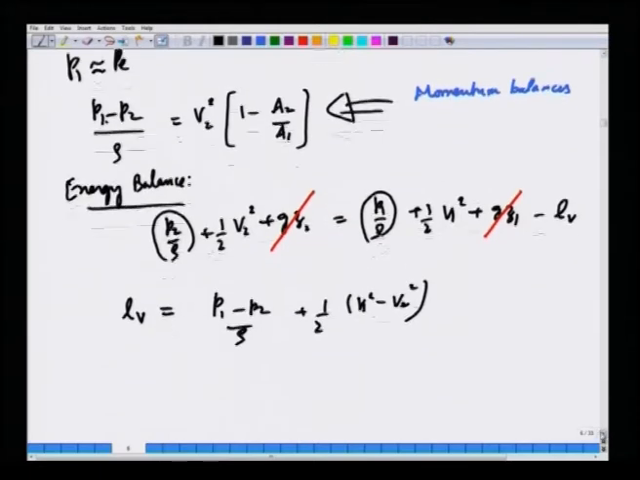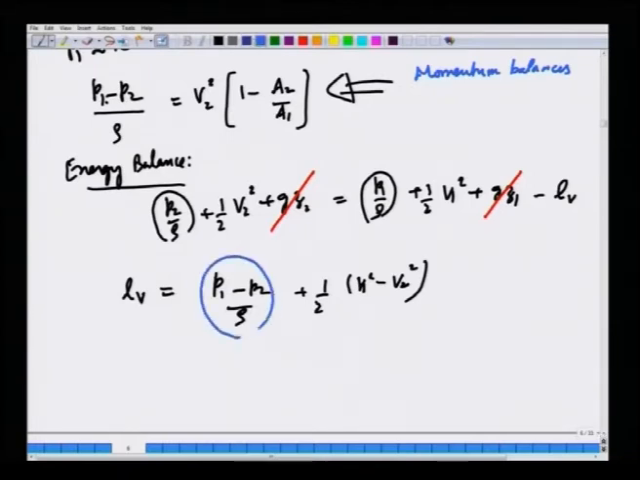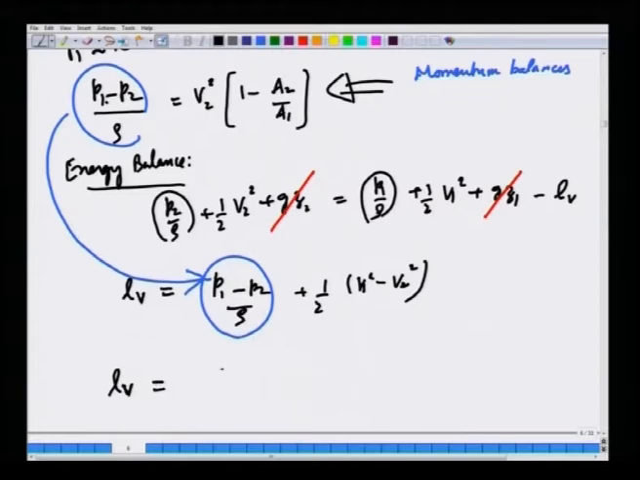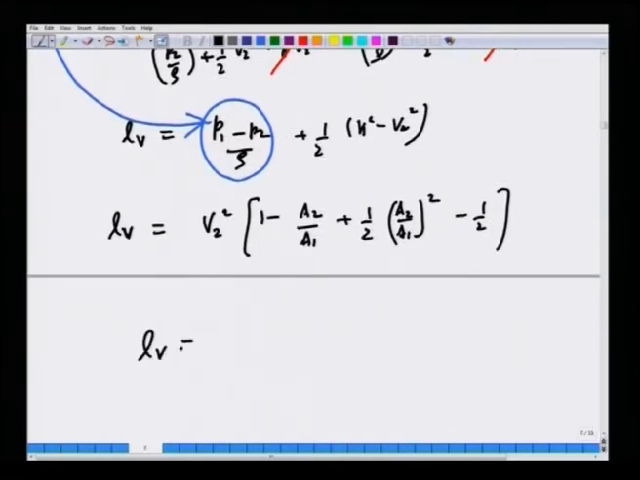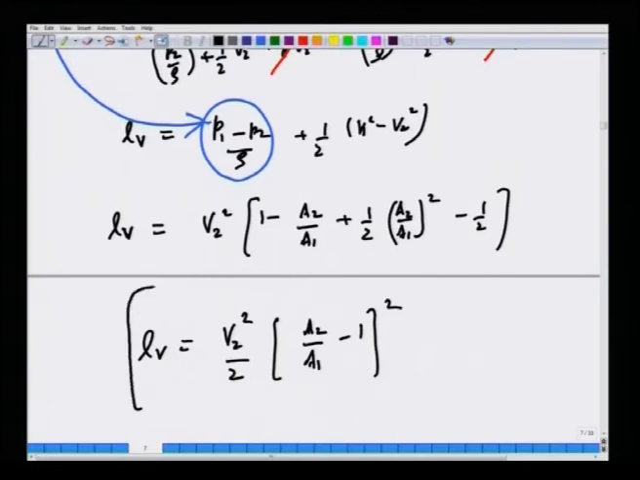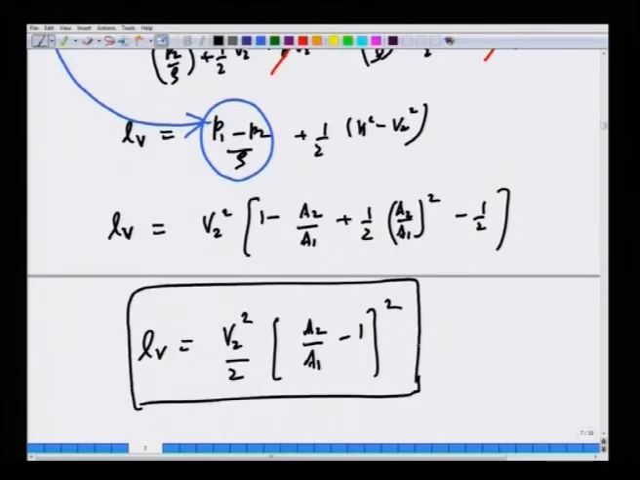Here I have not substituted P1 minus P2. So, instead of this P1 minus P2, we have to essentially substitute that. So, you will get the viscous losses due to expansion, L viscous, as V2 square times 1 minus A2 by A1 plus half A2 by A1 whole square minus half. Okay. So, the viscous loss is equal to V2 squared by 2 times A2 by A1 minus 1 whole square. So, this is the viscous loss that happens due to a sudden expansion.